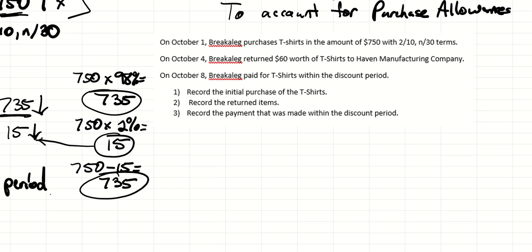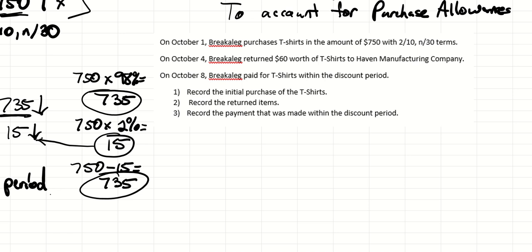Now here we have an example of purchase returns. It's not really that much different when it comes to allowances and returns as far as what accounts need to be debited and what accounts need to be credited. But here's an example. This is pretty much a reiteration of what was on the invoice, and also the returns that happened, and whether payment was made within a discount period. So there are a few things we need to do in this scenario.